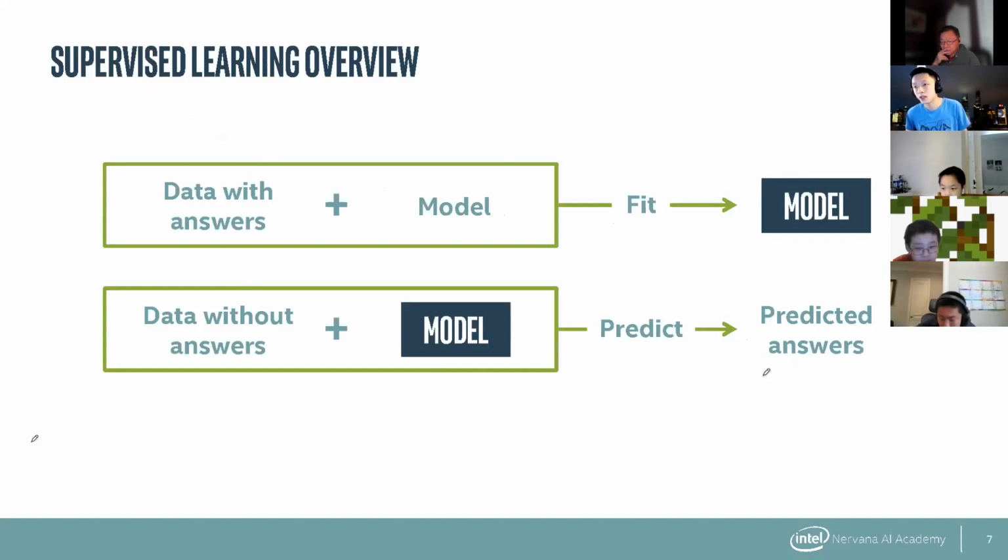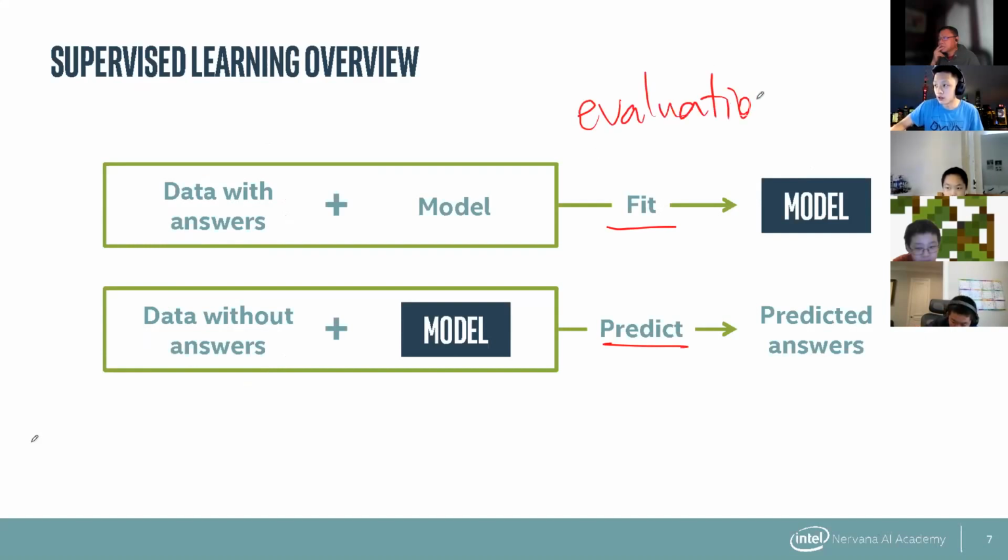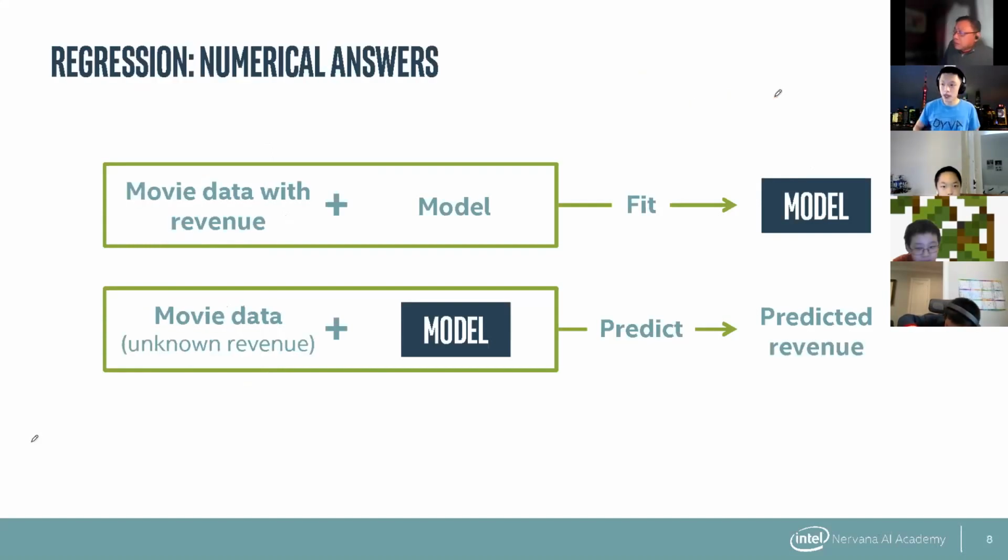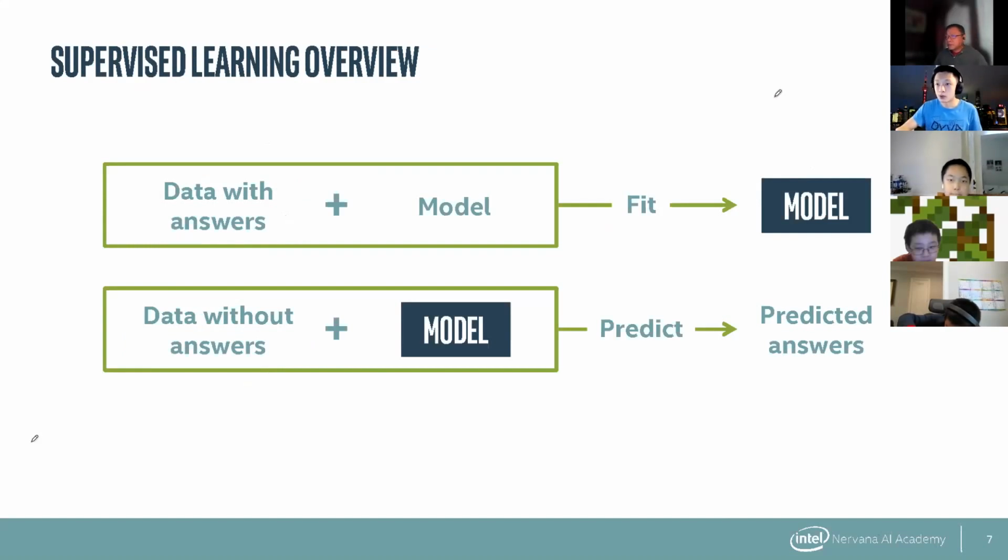Now, there are some things that we omitted here, which is the process, maybe how you select this data with answers, how you select this data without answers, and how you figure out how good your model is. Because in this process, we're only training it and we're only predicting. We never did evaluations, which is a super important part of a model creation pipeline if you want to deploy this, particularly in mission critical environments, like trying to predict whether somebody is going to get breast cancer or not based on some physiological factors. So this is the general framework for supervised learning.